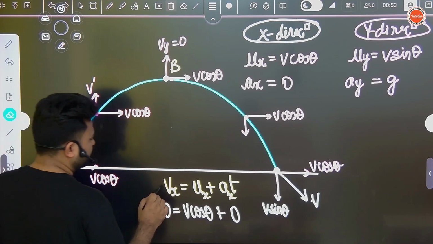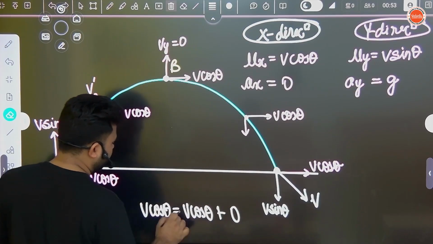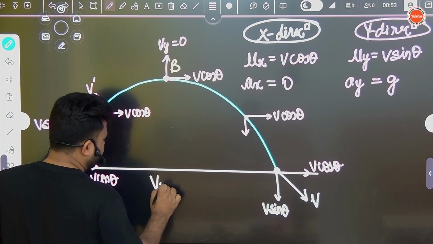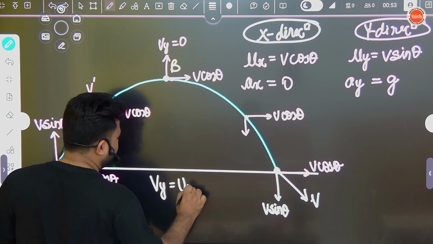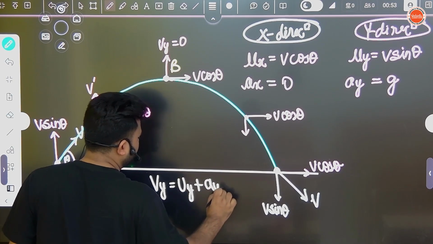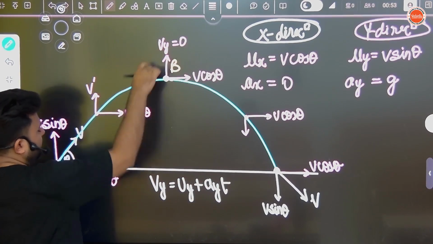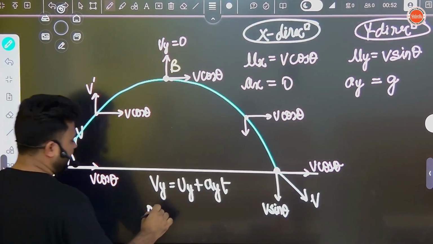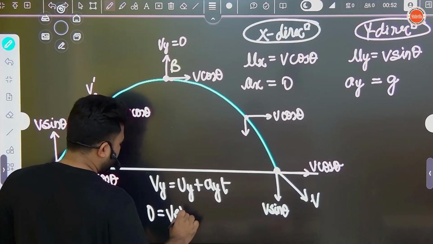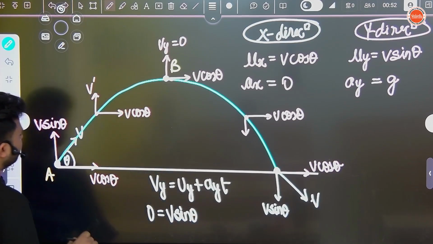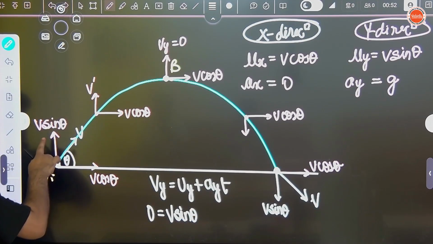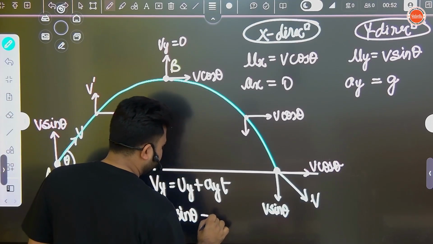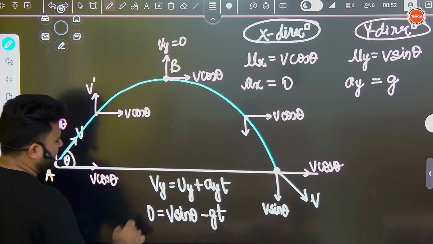If I use this equation, see, this is not working. If I use this equation, final velocity in y direction, v equals u plus at. Now see what will happen. Final velocity in y direction is how much? 0. Initial velocity in y direction, v sin theta. Acceleration in y direction: acceleration is downward, motion is up, the body is going up, but acceleration is downward. So minus g, so minus gt.